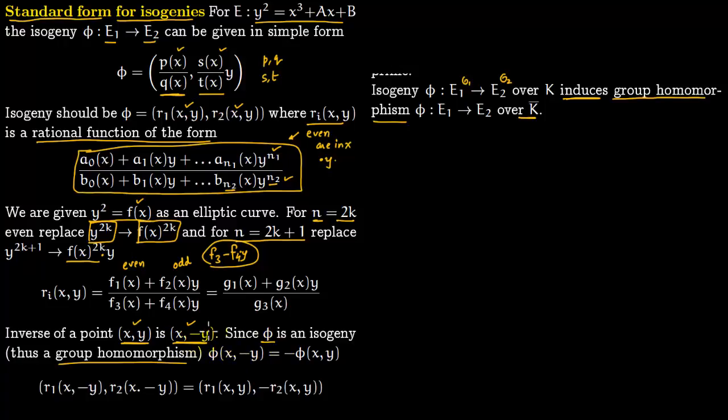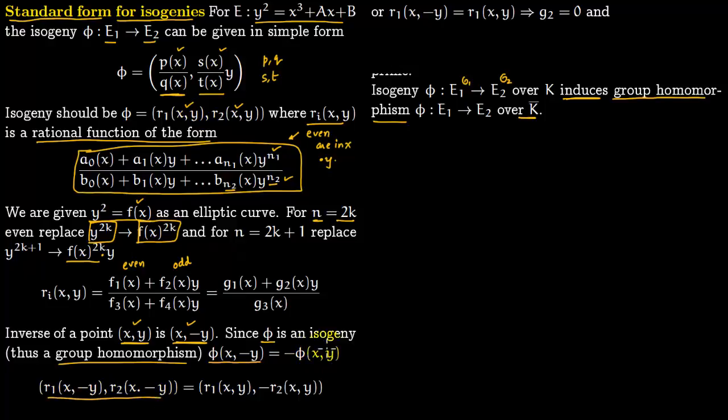This is the inverse, so you put a negative sign over this part. So now how does this look? This phi of x comma minus y, you just take this form here. Instead of y you plug in minus y, so we get this.